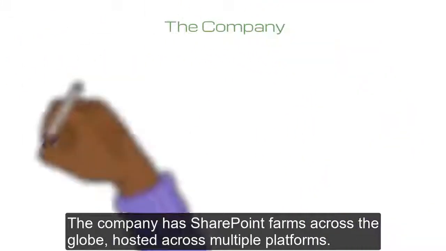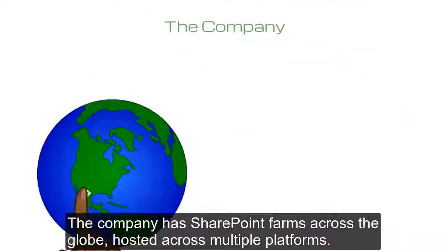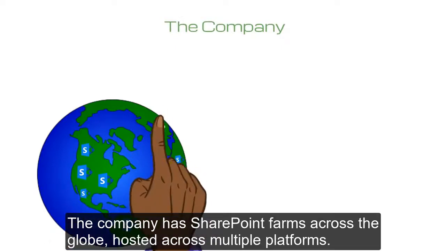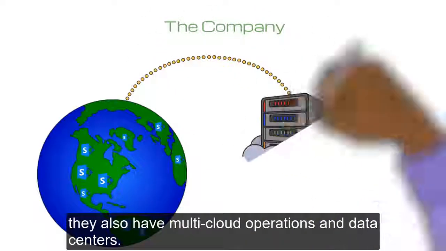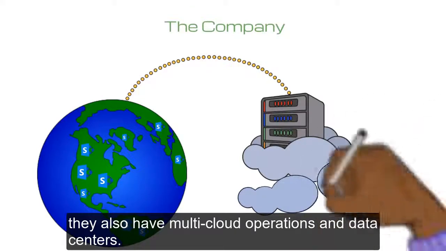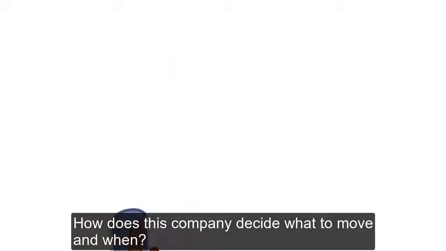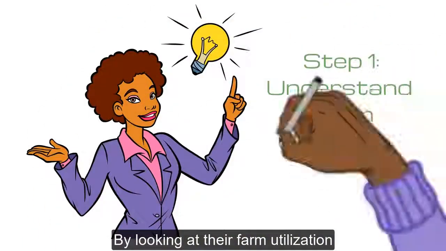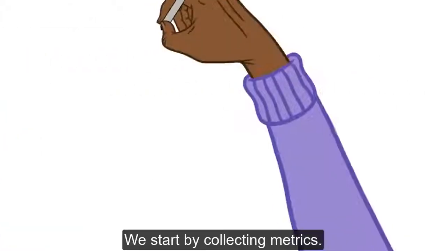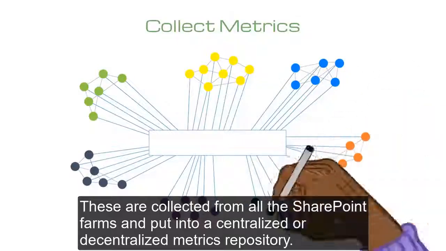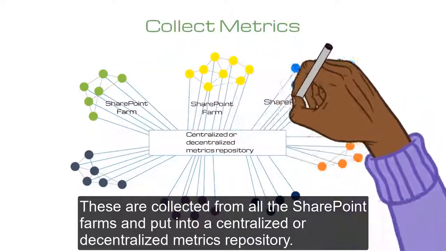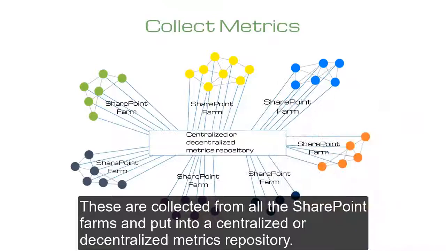The company has SharePoint farms across the globe, hosted across multiple platforms. They also have multi-cloud operations and data centers. How does this company decide what to move and when? By looking at their farm utilization. We start by collecting metrics. These are collected from all the SharePoint farms and put into a centralized or decentralized metrics repository.